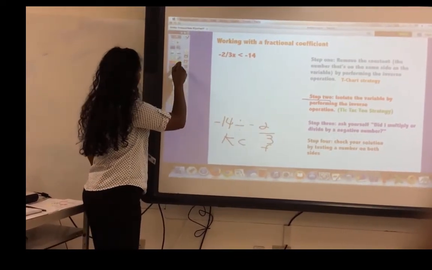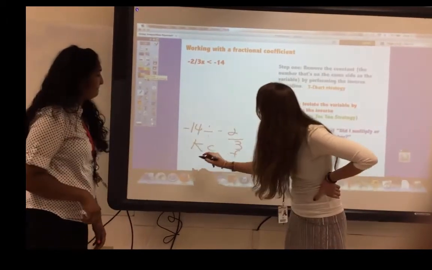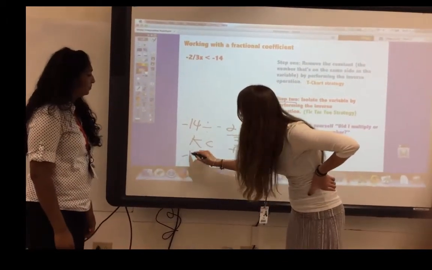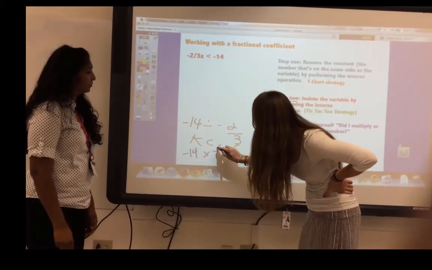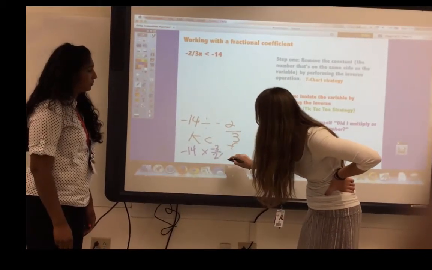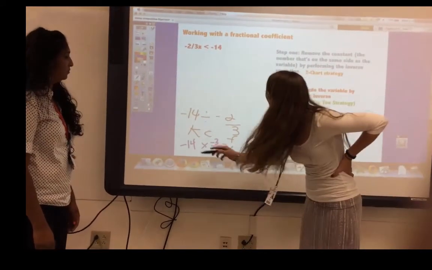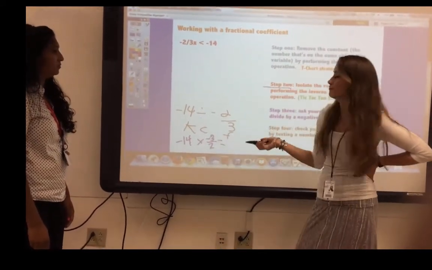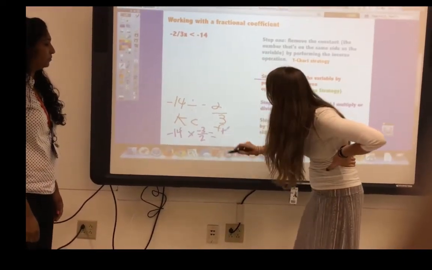So, Miss Esri, you want to try keep, change, flip again? Okay, great. So I'm going to keep negative 14, then change to multiplication, and then flip to negative 3 over 2. Okay? So now I can multiply across. Negative times a negative, I look at my tic-tac-toe board, and that gives me a positive. So my answer will be positive.